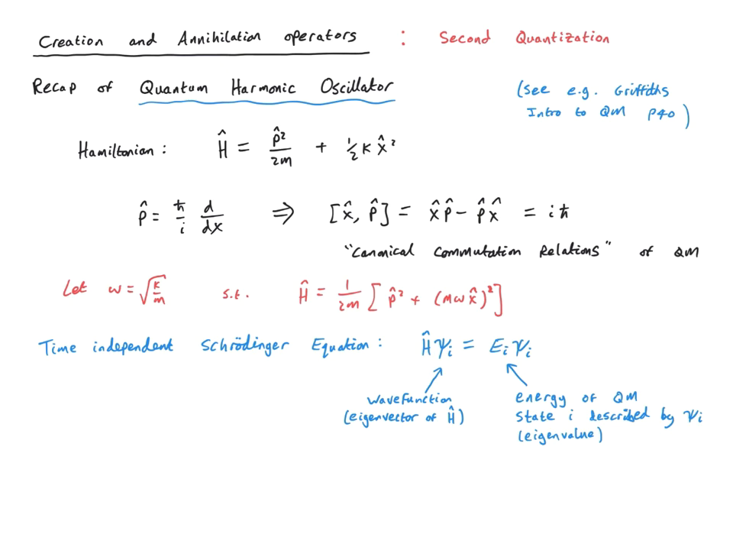We can now plug the Hamiltonian into this Schrödinger equation to obtain the following. This is then an equation we can solve to obtain our wave functions and energies. So how do we go about solving this kind of equation?